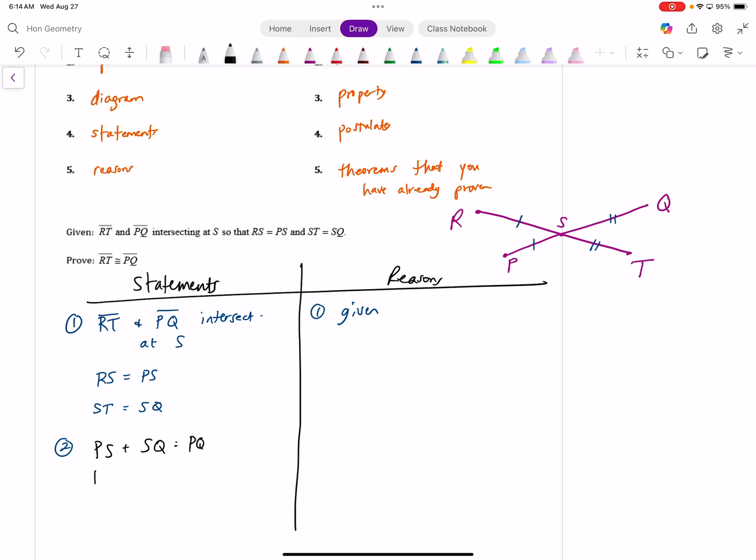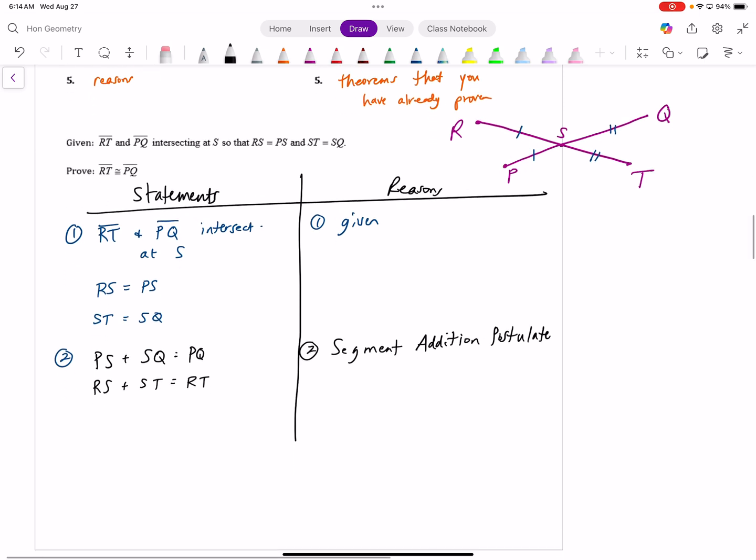Also know that the length from R to S plus the length from S to T is the same as the length from R to T. And I know those because of the segment addition postulate. That's why I know that. So remember in those last notes, I was like, here's the ones you're going to have to know by name. You're going to use the segment addition postulate all year long. Okay? All right.